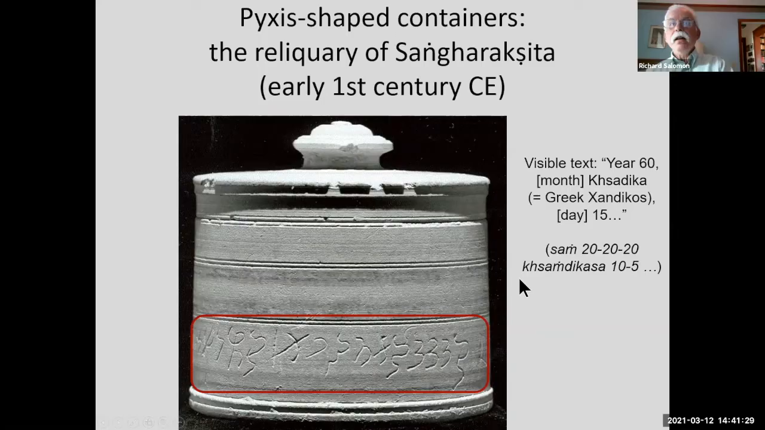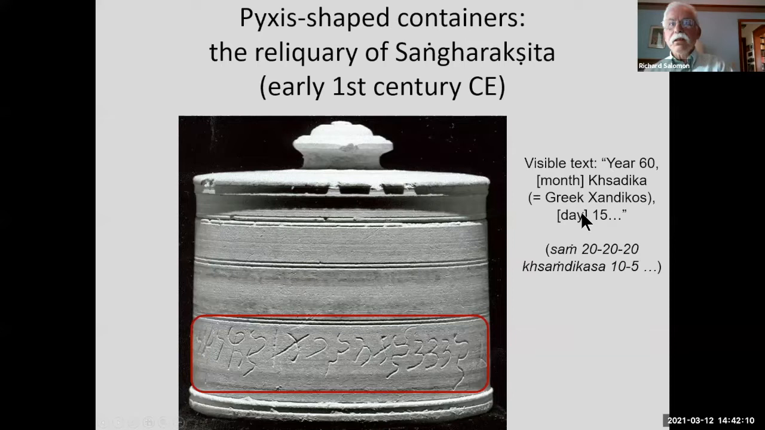It doesn't go into a great deal of detail, but it gives us a nice date, the year 60. Just to give you a quick Gandhari lesson, this symbol, which looks like a backwards E, is the number 20. So this is the abbreviation for year, and it's 20, 20, 20, and that means year 60. It's an additive system like Roman numerals, more or less. And then it has the rather funny looking word, funny looking to Indian eyes, Xandika, which actually is the Greek month Xandikos. Strictly speaking, the Macedonian month, and so forth.